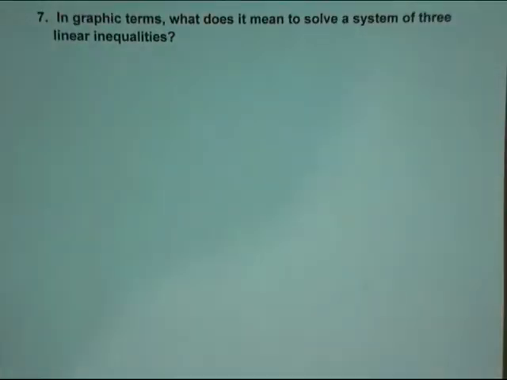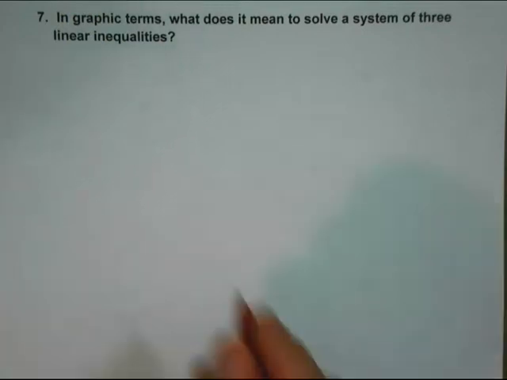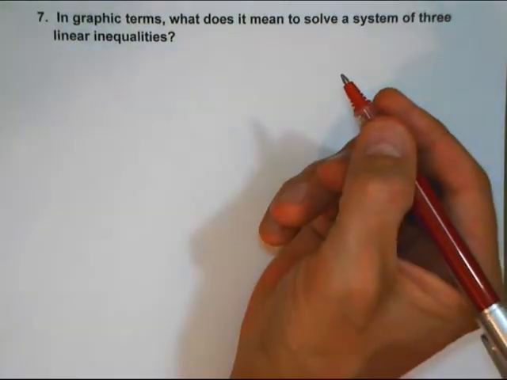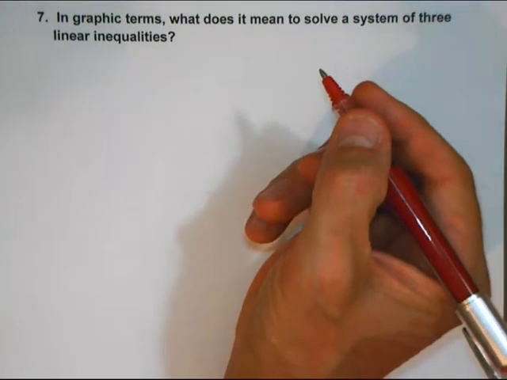Exercise number 7. In graphic terms, what does it mean to solve a system of 3 linear inequalities? Well, let's think of one linear inequality graphically. The solution set is a half plane. When you're solving a system, you're seeking the intersection of the individual graphs in your system. In this case, this describes a system of 3 linear inequalities. According to what we've said so far, graphically, this would mean we are finding the intersection of 3 half planes.